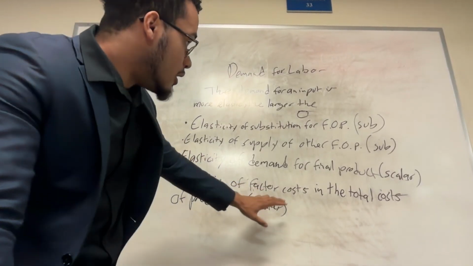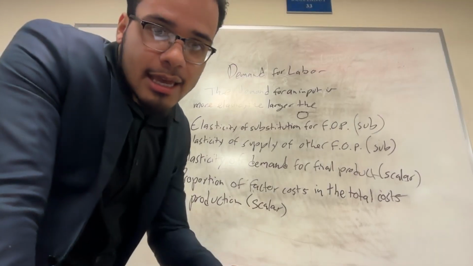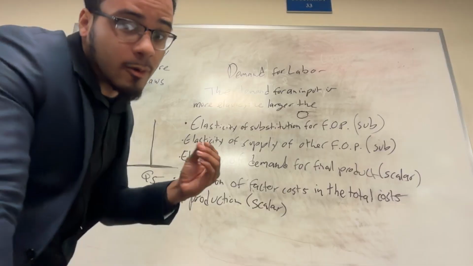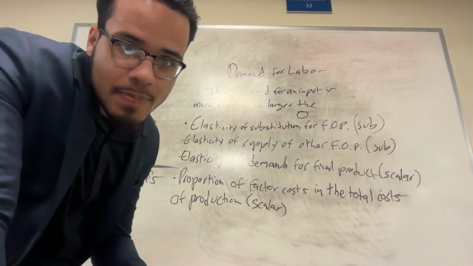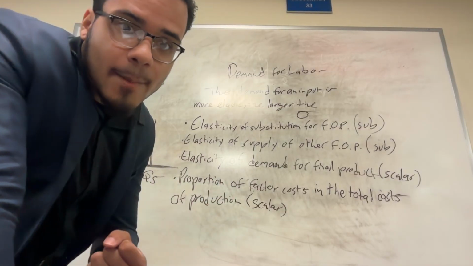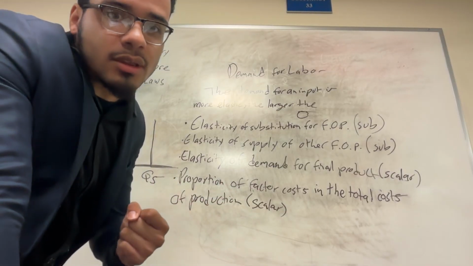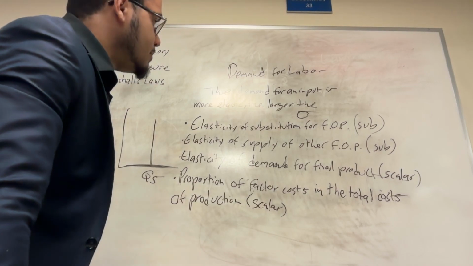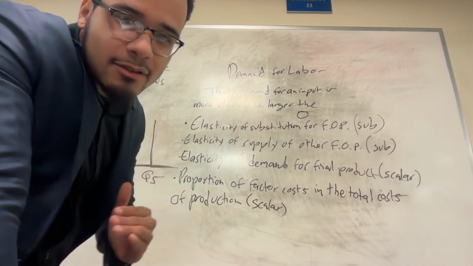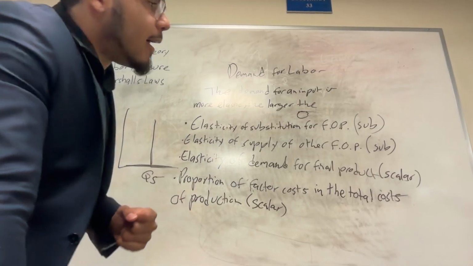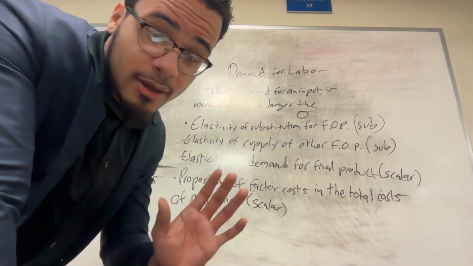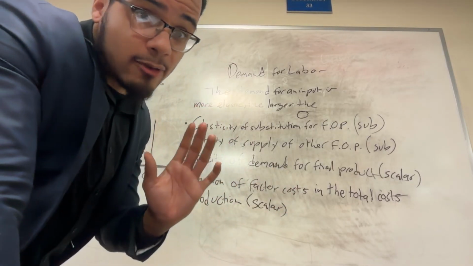We have the proportion of factor cost in the total cost of production. Obviously, if labor is a significant cost for firms, a high proportion of factor costs, then a change in the wage, potentially as a result of all sorts of legislation or things like that, or structural problems that would prevent the real wage from going down to that long run equilibrium, could result in a number of different scale effects. I'm going to talk a little bit more about this by drawing a graph for you guys.